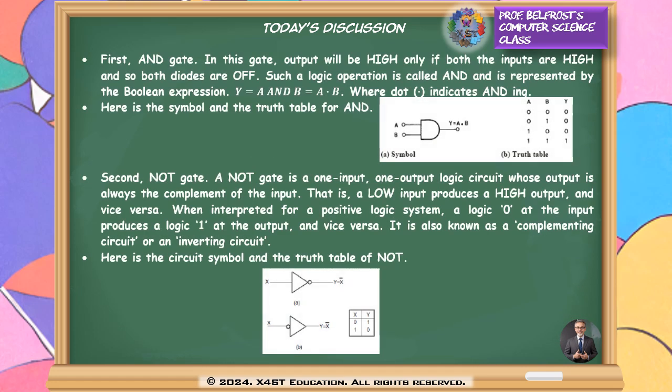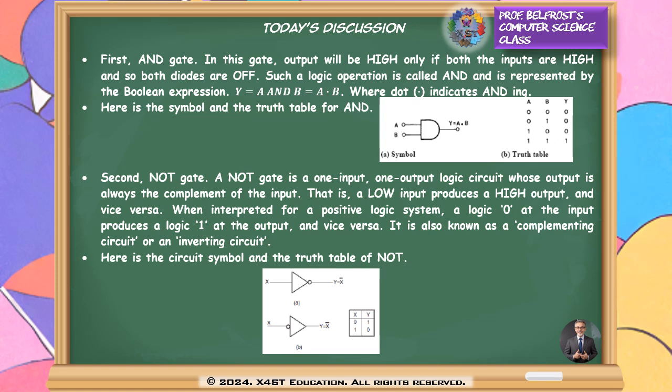First, we'll discuss the AND gate. In this gate, the output will be high if both of the inputs are high, and so both diodes are off. Please see the figure shown. Such a logic operation is called AND. It's represented in a Boolean expression by using a dot.